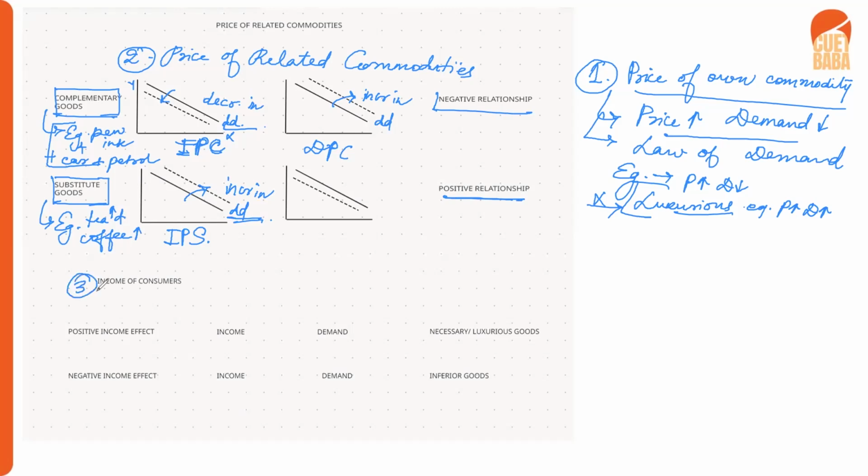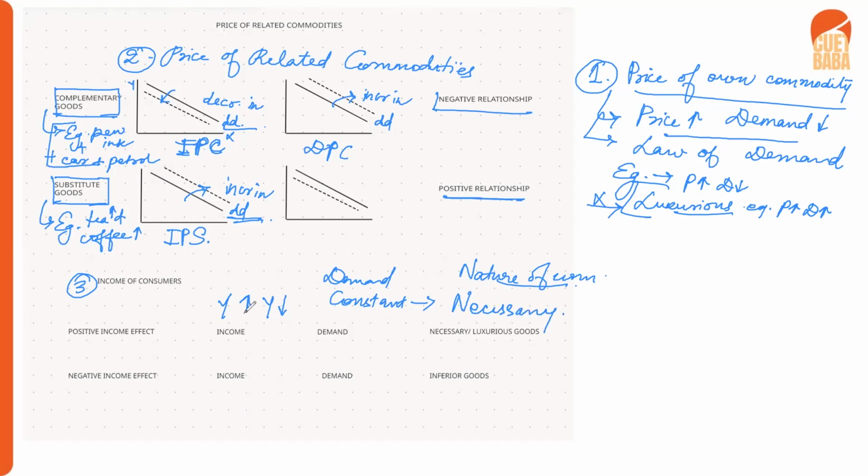So that sums up the price of related commodities. Moving on, third, we have the income of consumers. That's a very interesting topic, where we have the positive as well as the negative income effect. Firstly, suppose that when the income increases or decreases, the demand remains constant. In that case we'll see the nature of commodities. When the income increases or decreases and the demand remains constant, such goods are known as necessary goods.